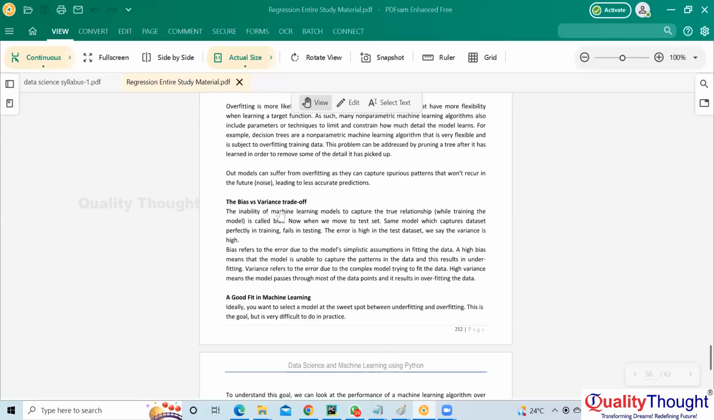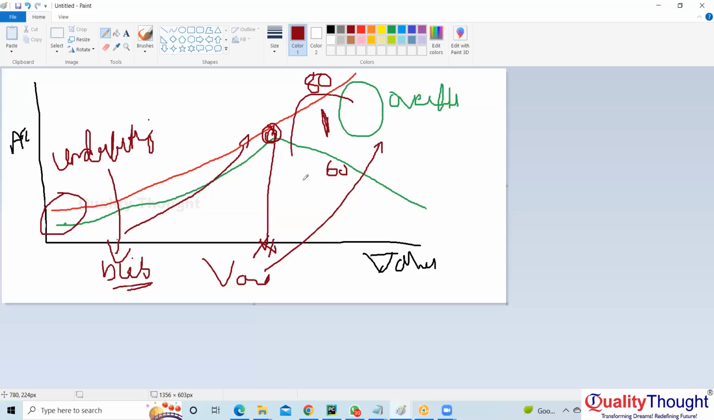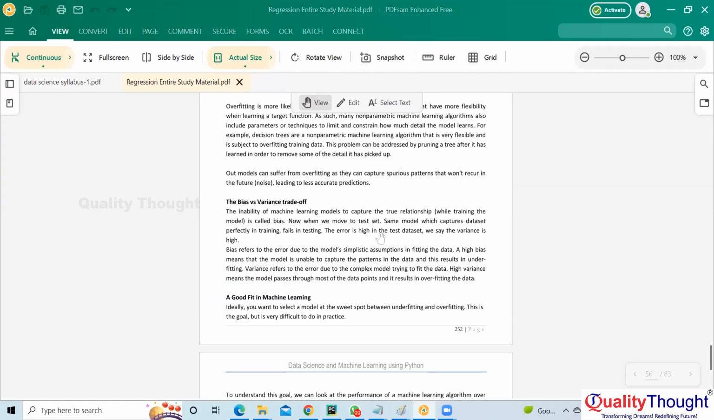Okay, so the inability of machine learning models to capture the true relationship is called bias, while training. Now when we move to the test set, the same model which captured the data set perfectly in training fails in testing. Okay, this is the variance, which captures perfectly in training but fails in testing. Okay, so we say that the variance is high.